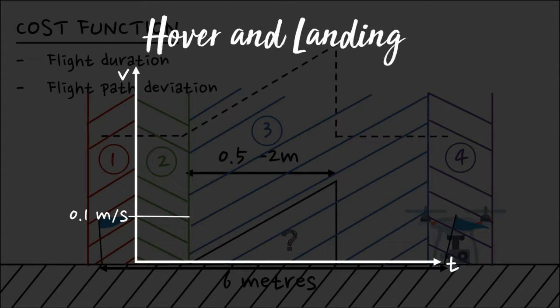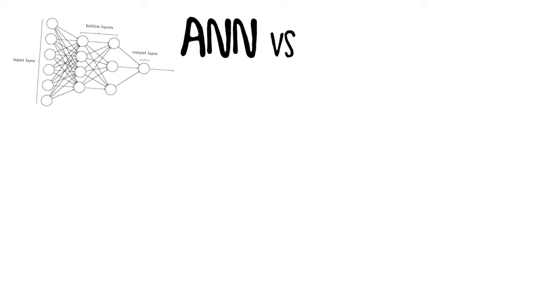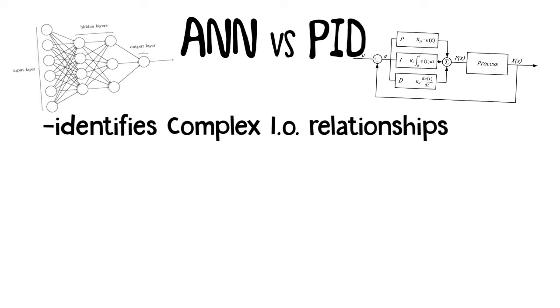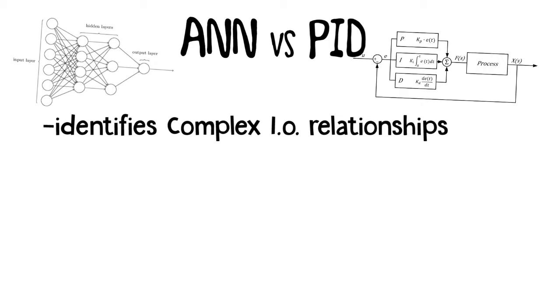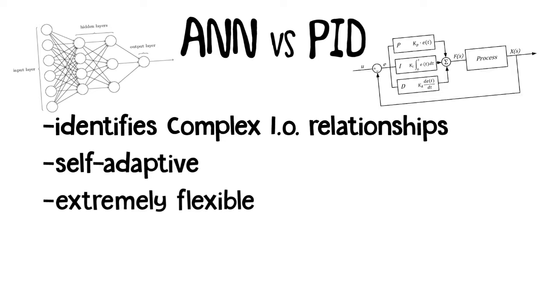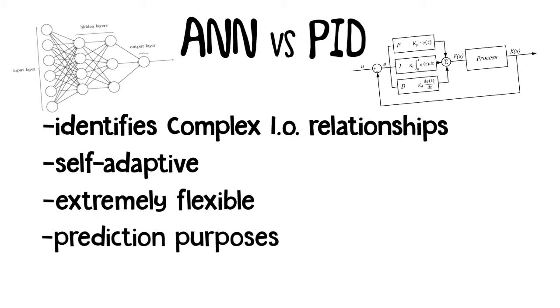Finally, the last stage of hovering and landing involves the drone descending vertically at a constant velocity of 0.1 meters per second. We chose to integrate an artificial neural network for the intermediate stage over alternatives such as PID control for its ability to implicitly identify complex relationships between inputs and outputs, its self-adaptive nature and flexibility. Since we are only able to sample the environment behind the drone, the neural network provides us the power of forecasting the unknown.